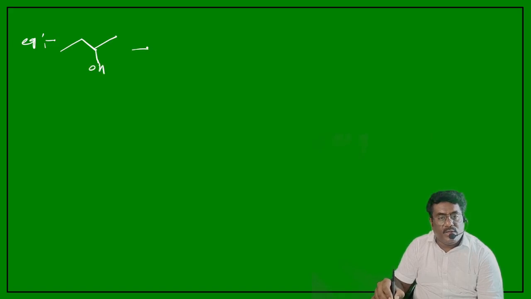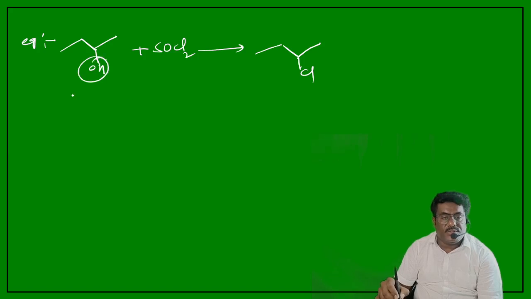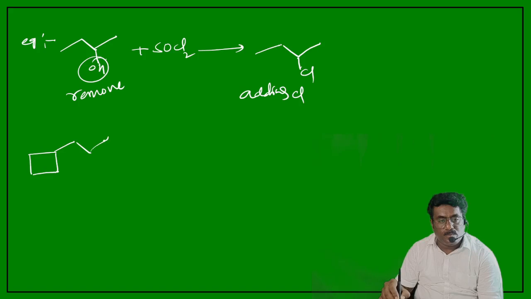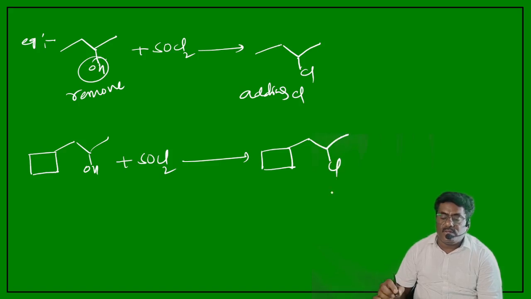Alcohol in presence of thionyl chloride, SOCl2. What is the product? Very simple. Remove the OH and add chlorine. Next I am taking one more example, in presence of thionyl chloride, SOCl2. What is the product? This is the product.